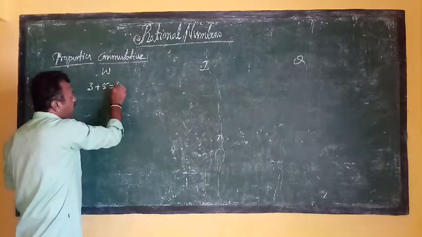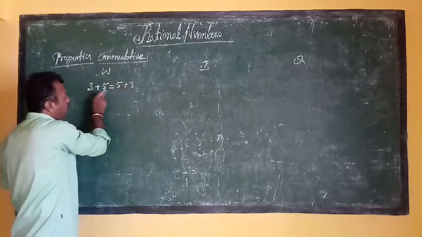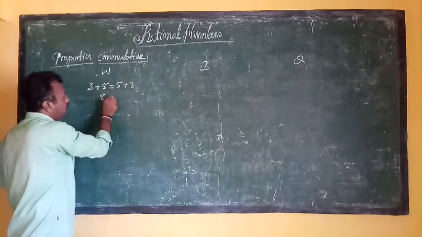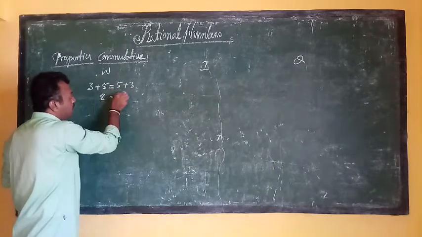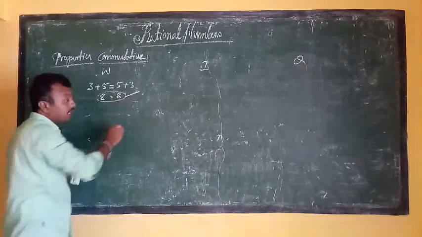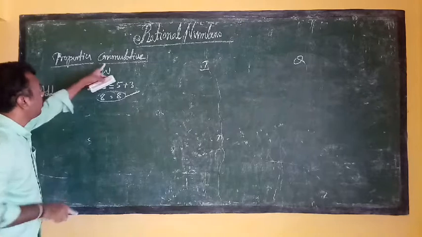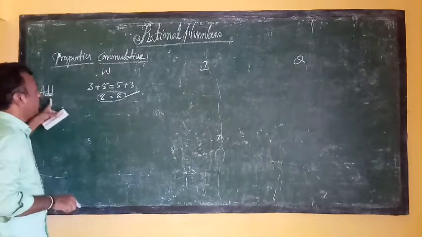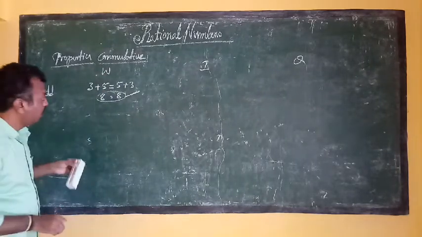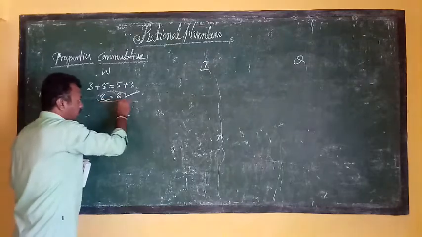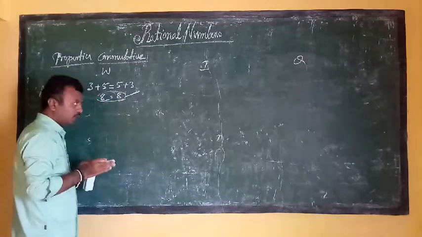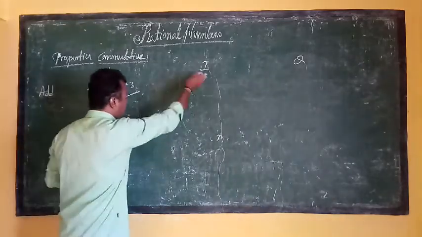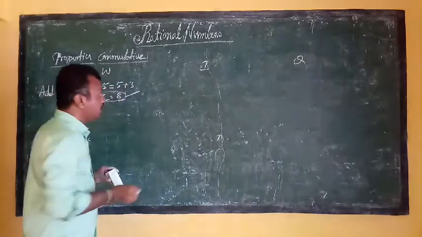3 plus 5 is nothing but 5 plus 3. If you add 3 plus 5, what does it become? 8. Here 5 plus 3 also becomes 8. Both resulting numbers remain the same. Therefore, the commutative property is satisfied under addition of whole numbers. Next, I will go to the integers.